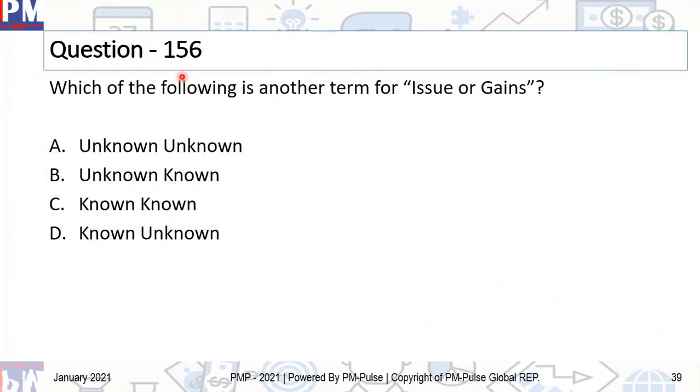All right, moving on to question number 156. Which of the following is another term for issue or gains? A, unknown unknown, B, unknown known, C, known known, and D, known unknown.